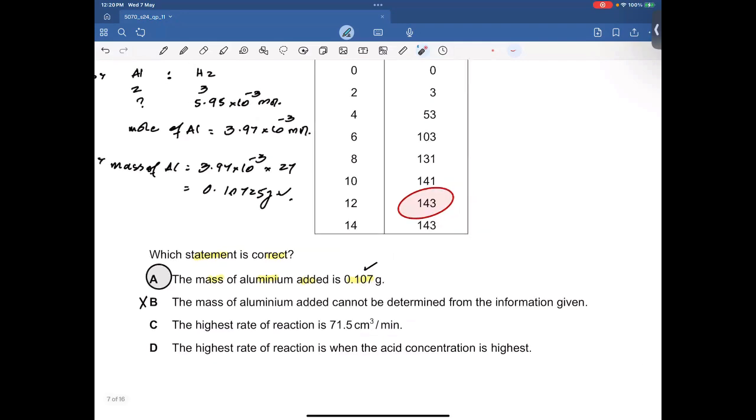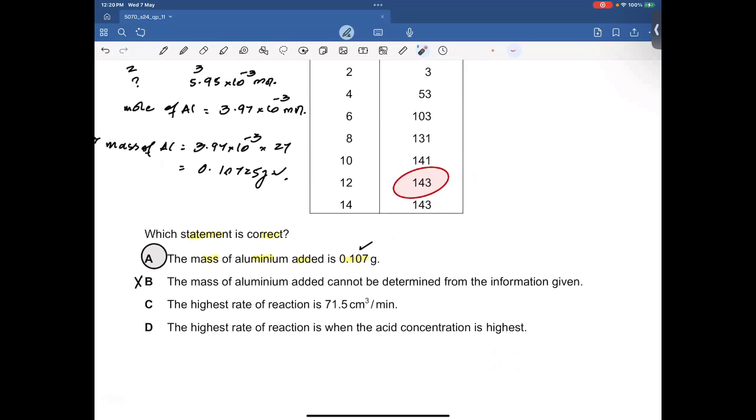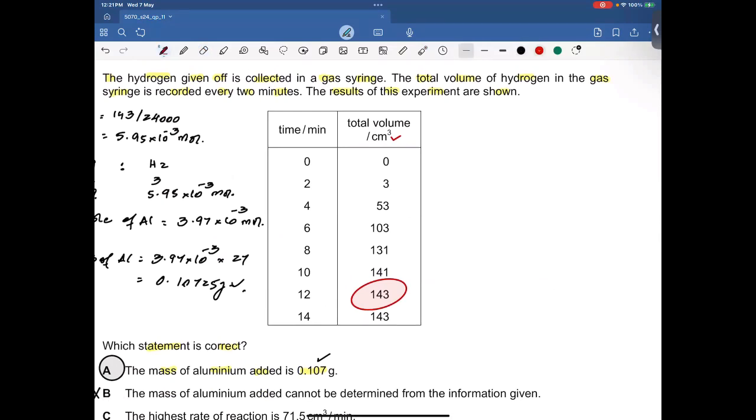For this we will calculate repeatedly, to find the highest rate of reaction. My goodness, that's a lot of calculation in this. Okay, let's go one by one, starting with 0 to 2 minutes. The difference in volume is 3 minus 0, which is basically 3 cm³.